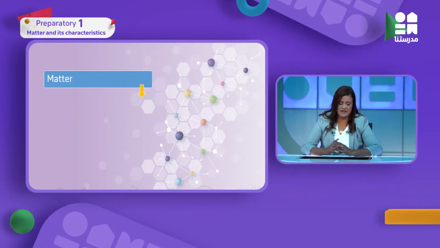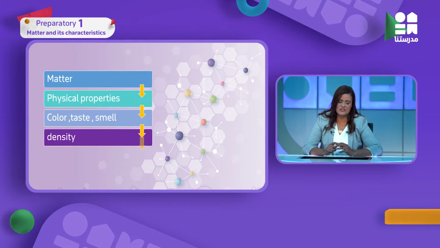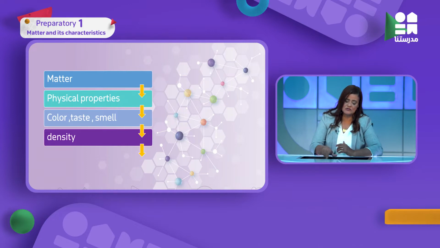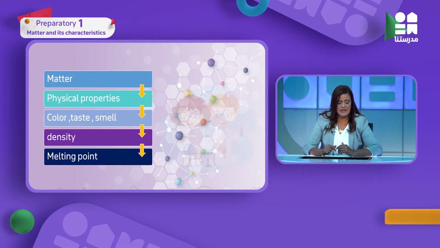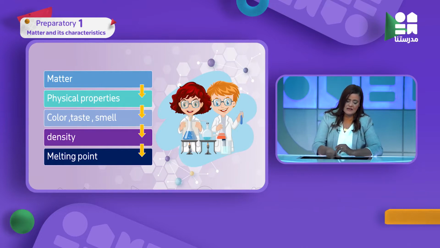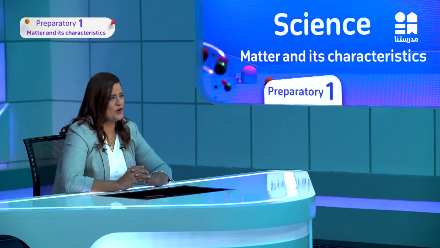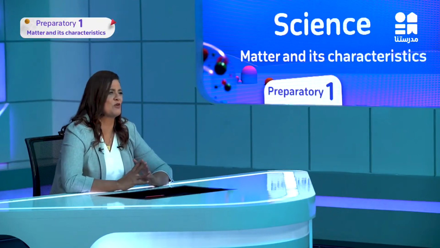Matter, what's meant by matter? We said that matter has physical properties, which are color, taste, and smell. And also we talked about density, which is equal to mass over volume. And we explained the melting point. Today, we are going to talk about a new point, which is the boiling point.